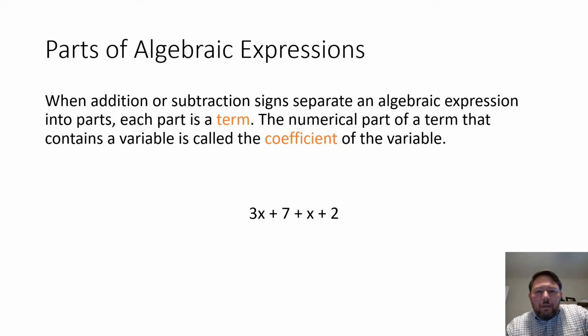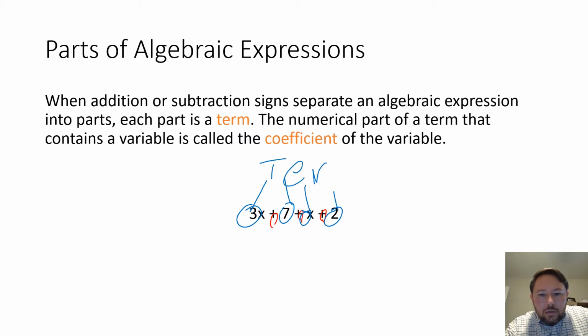All right. And the key part about this is when we have addition or subtraction signs that separate an algebraic expression into parts, we call each of those parts a term. So here we have a plus sign, and a plus sign. So we have 3 plus signs. So that means that each part, each segment that is separated by a plus sign, so 3x in this case, x, 7, and 2, these are all terms. So that means that we have 4 terms in this expression.